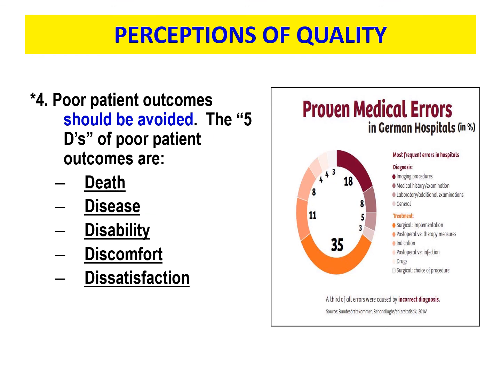So we're still talking about perceptions of quality, right? So poor patient outcomes should be avoided. The 5 D's of poor patient outcomes are, starting at the top, most important, death. We want to avoid anything that we could do that could cause death, that could cause disease. We want to break that chain of infection and make sure we're not causing nosocomial infections. We want to avoid disability. Not only do we not want them to get a disease or die, but we don't want us to do anything that would disable our patients.